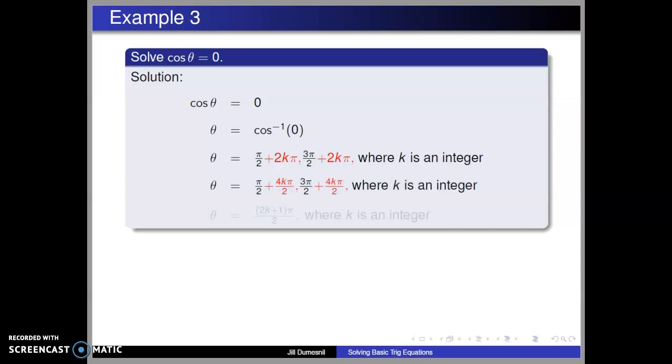We get common denominators and notice that plugging in k values starting at k equals 0 produces the x values of pi halves, 3 pi halves, 5 pi halves, 7 pi halves, etc. These solutions amount to the odd multiples of pi over 2.